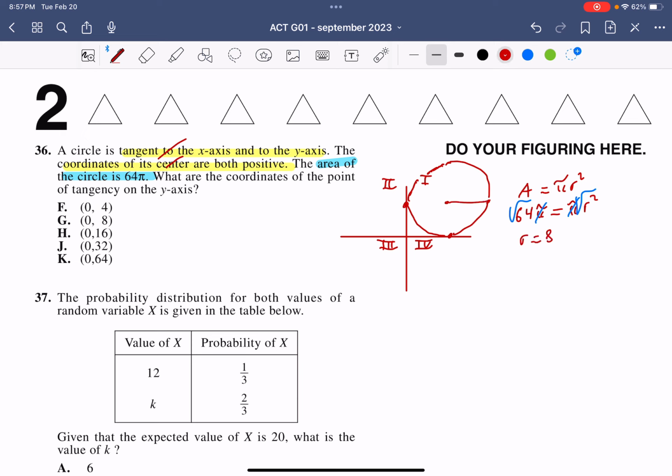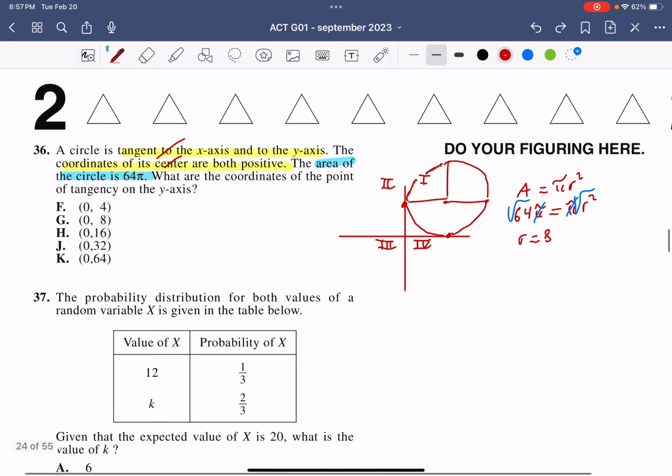Well, that's a radius, that's a radius, that's a radius, that's a radius. Really, any point on the circle to the center, by definition, would give you a radius. So this is going to be a length of 8. That's a length of 8. So we can see that our center here is going to be 8, 8. But that's not what it's asking for.